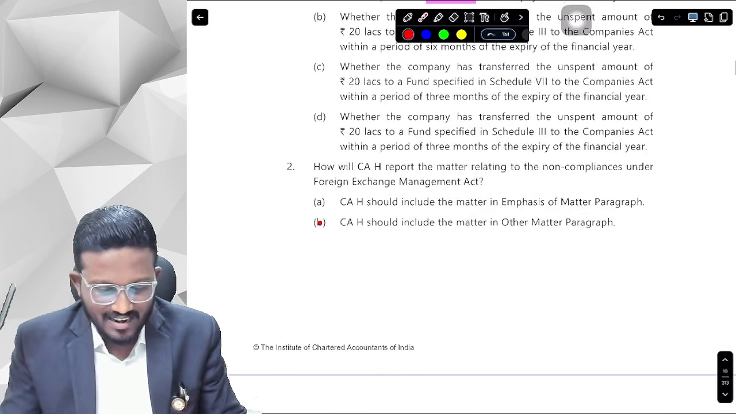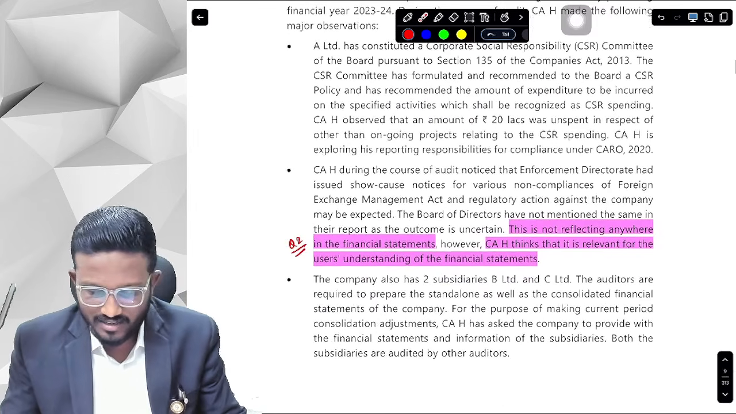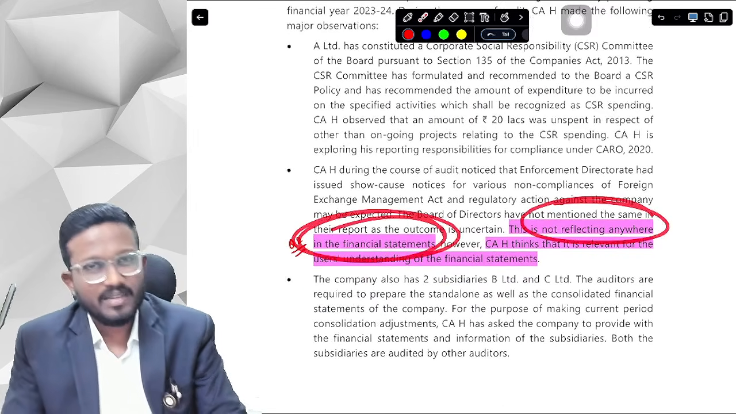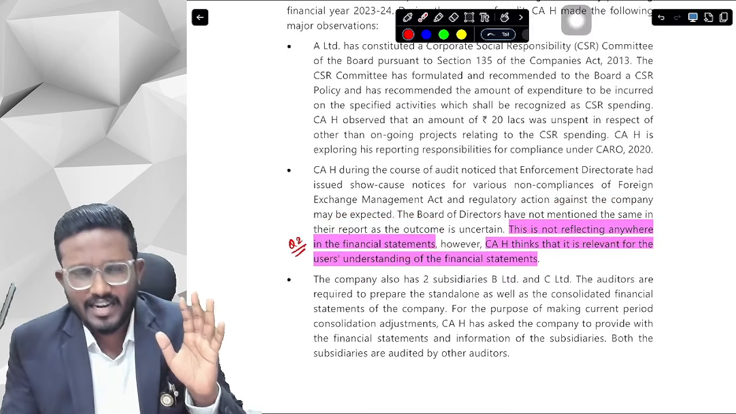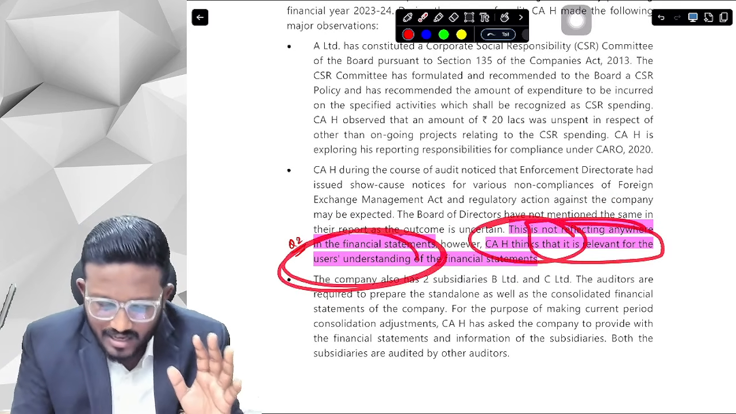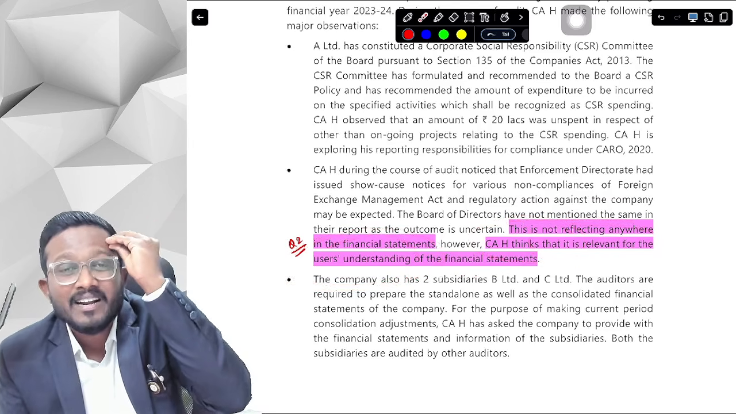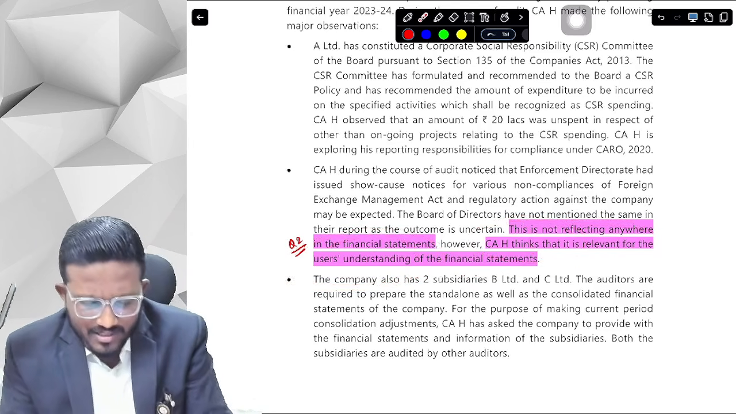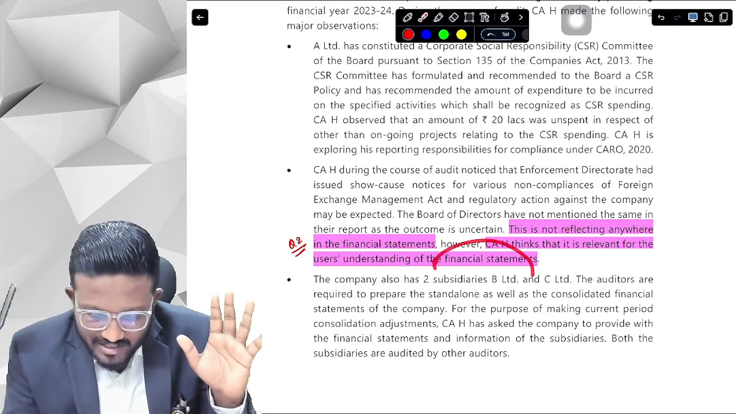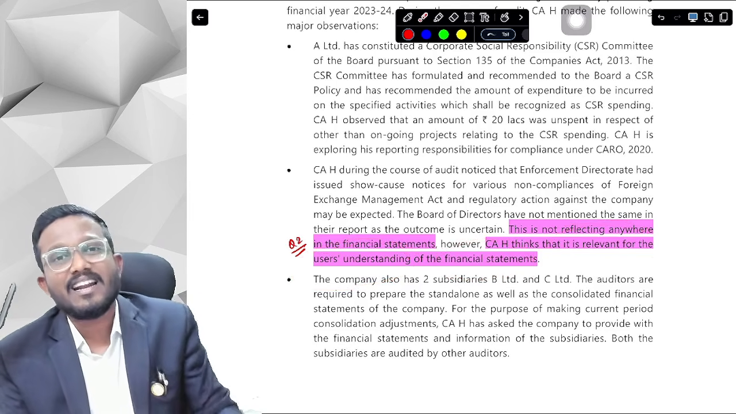Okay, yes sir. Next, for question number 2, we need to study this. What does it say, sir? It says that this is not reflecting anywhere in the financial statements. So some matter is there which is not reflecting anywhere in the financial statements, and CAH is thinking that it is relevant for users' understanding of the financial statements. So this particular question has a confusion: you are saying that it is relevant to users' understanding and it is not disclosed in the financial statements.